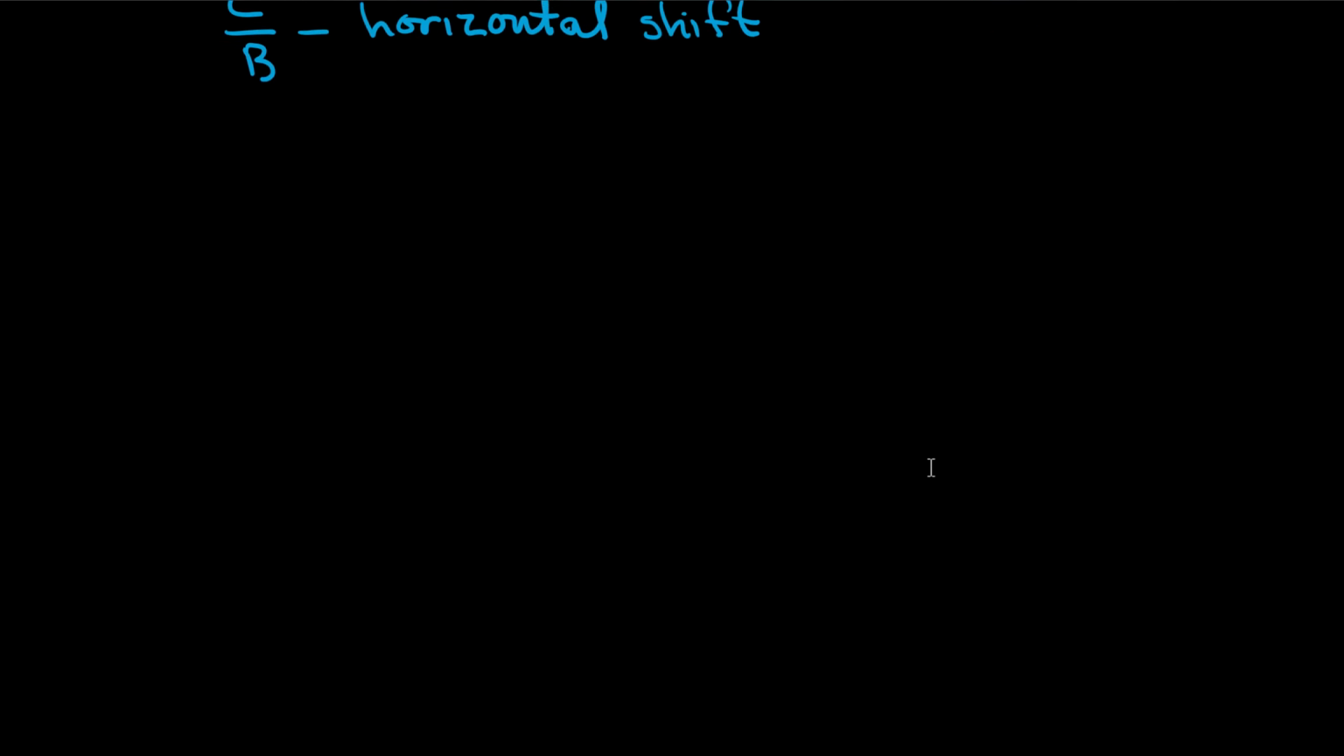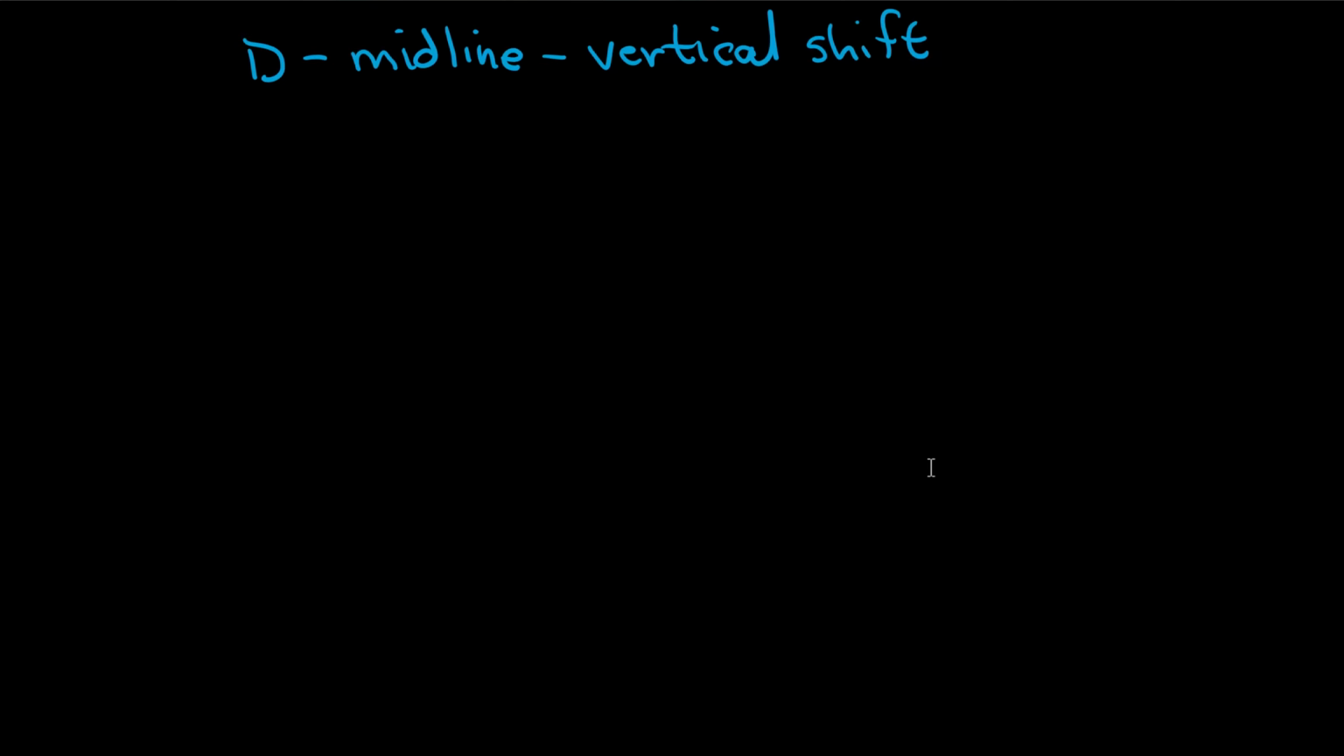The last value we need to consider here is d. It gives us what's called the midline. This also is the vertical shift. It talks about how much the graph is moved up or down. Okay, so let's look at something like this. Let's say that we have the function y is equal to 2 times the cosine of 4 times x minus 0, plus 1.